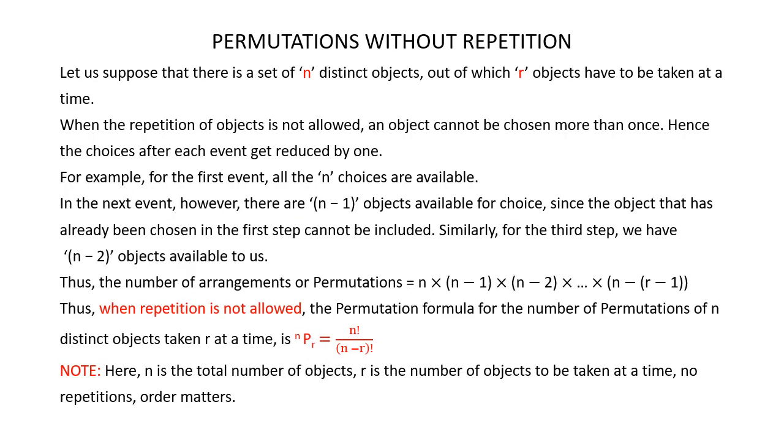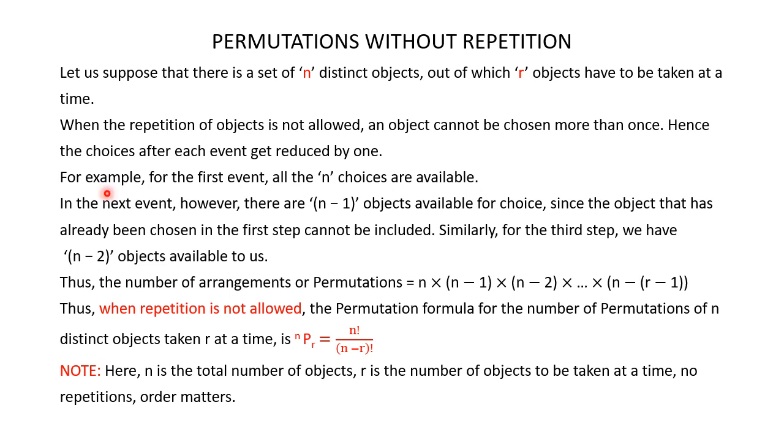Let's now learn about permutations without repetition. Let's suppose that there is a set of n distinct objects out of which r objects have to be taken at a time. Now, when the repetition of objects is not allowed, an object cannot be chosen more than once. Hence, the choices after each event get reduced by 1.